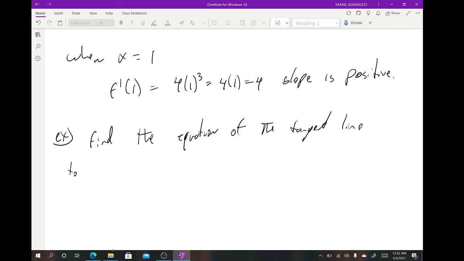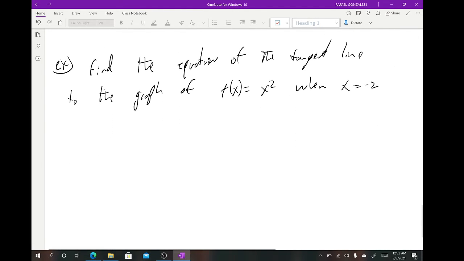To the graph of f of x equals x squared when x equals minus 2. So if you remember what that looks like, that's just a parabola, and at minus 2 we have 4, because minus 2 squared is 4. So we're looking really at the tangent line that goes like this, and 4. We're looking for that slope.